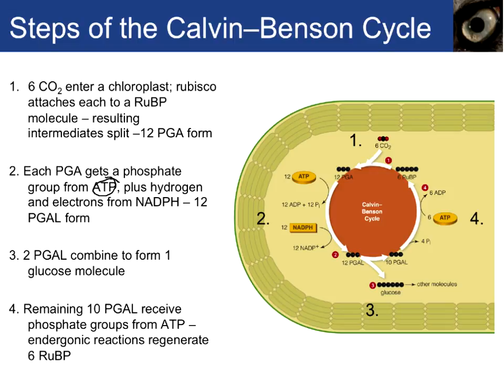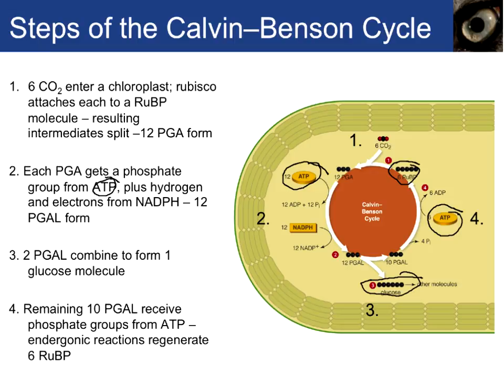And then finally, the remaining 10 PGAL regenerate the 6 RuBP and use energy from ATP to be used in the next round of the Calvin-Benson cycle. You can see there are 2 areas on this where you have an input of ATP. In this step, you have 12 ATP, and in step 4, you have another 6 ATP being used. That's the input of energy to be able to produce the glucose and then regenerate these RuBPs to keep going in the cycle.